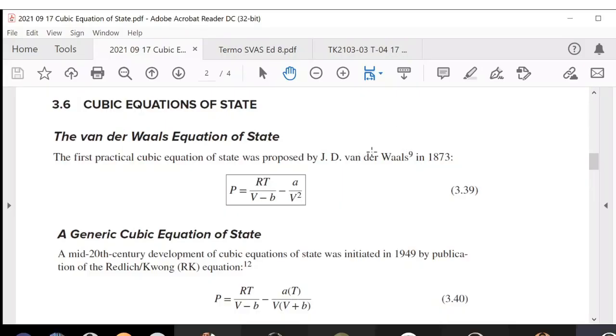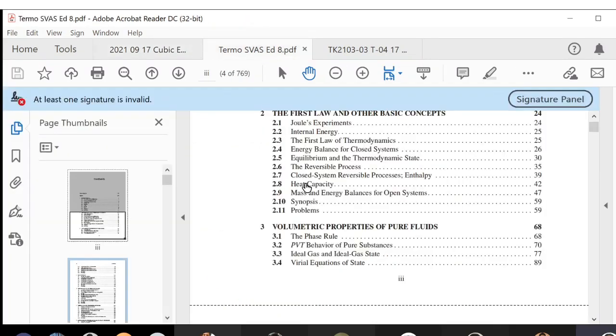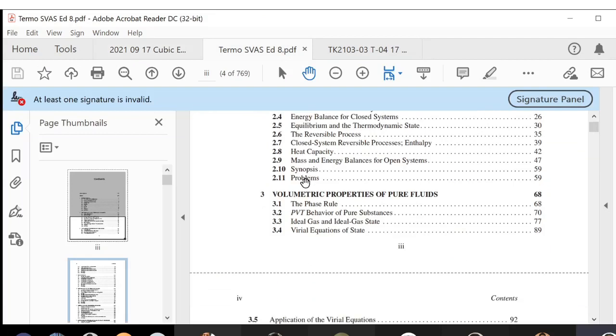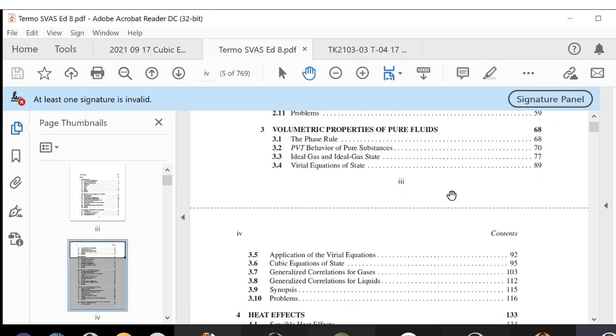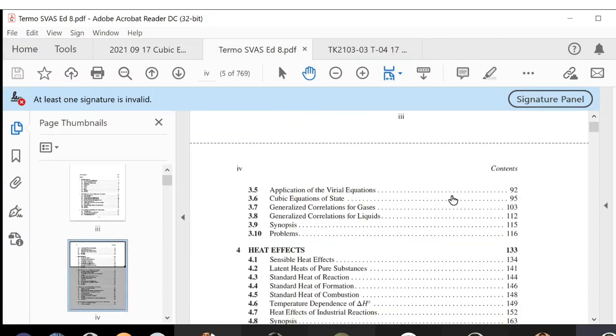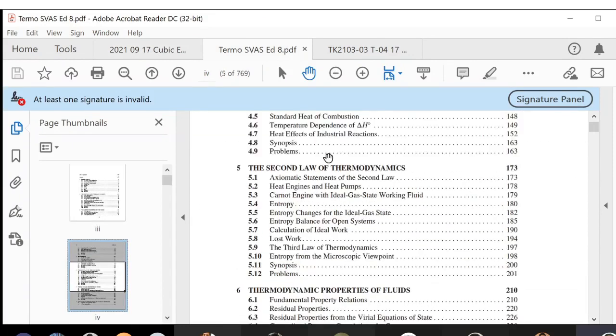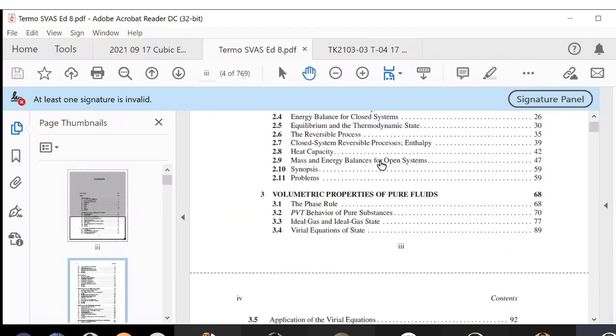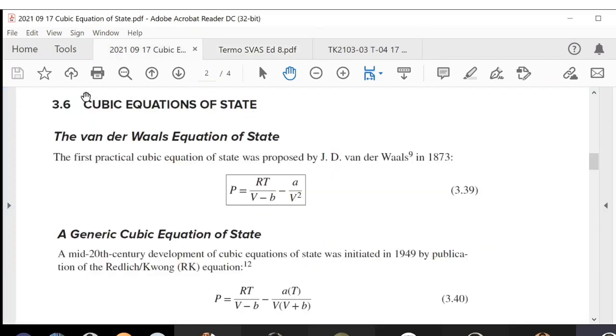So we are in chapter 3. In Smith, Van Ness, Abbott, chapter 3 is about the volumetric properties of pure fluids. Earlier today we had the second law of thermodynamics. So we are coming back to chapter 3. It is about the volumetric properties, or to be specific, it is about the cubic equation of state.